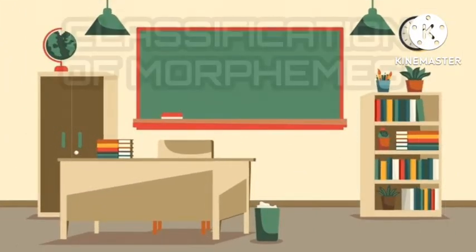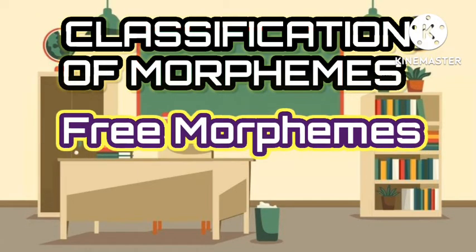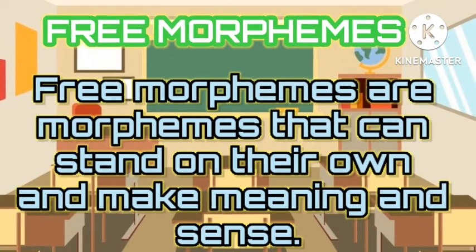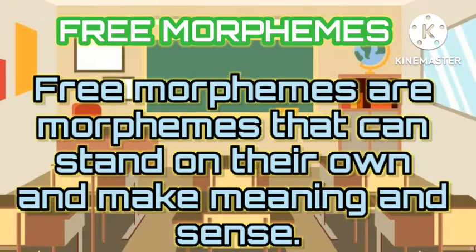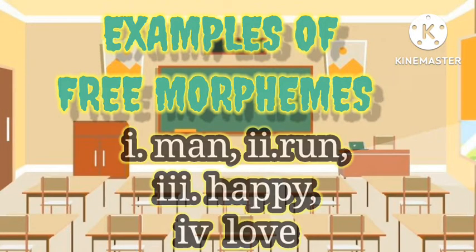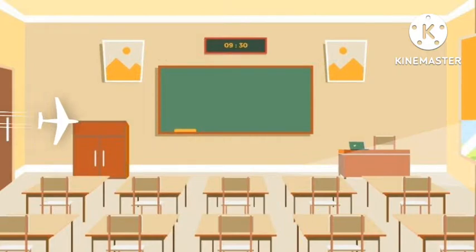So we have some classifications of morphemes, and these are free morphemes and bound morphemes. When you talk about a free morpheme, they are morphemes that can stand on their own and make meaning and sense. We have some examples of these free morphemes, like man, run, happy, and love. These are all examples of free morphemes because they can stand on their own.